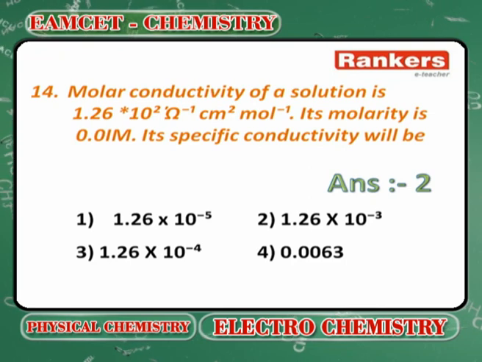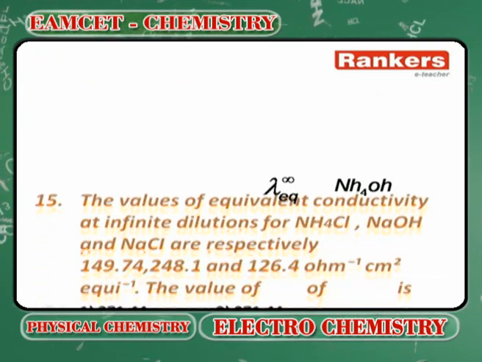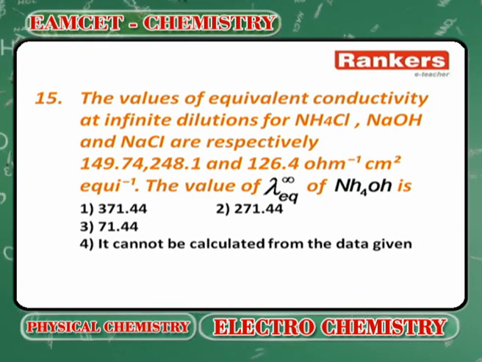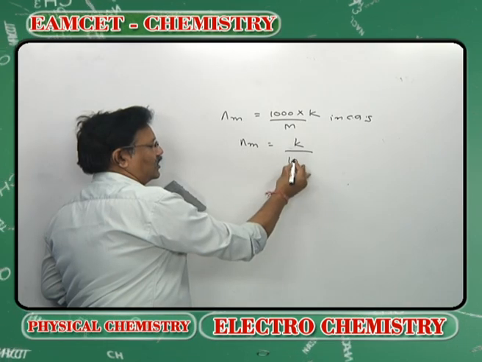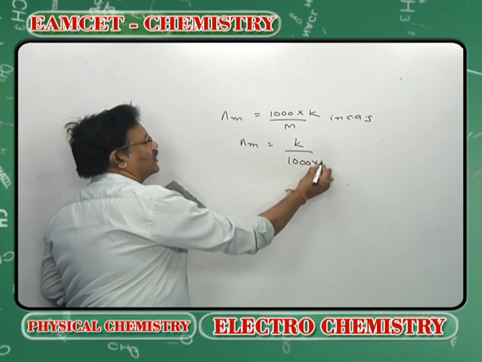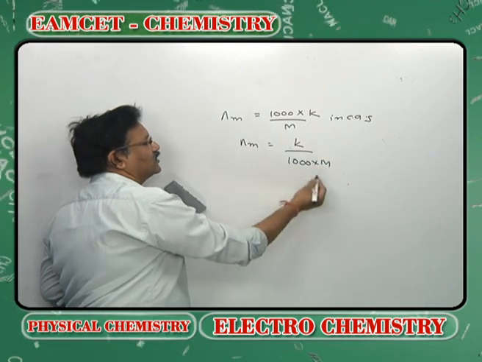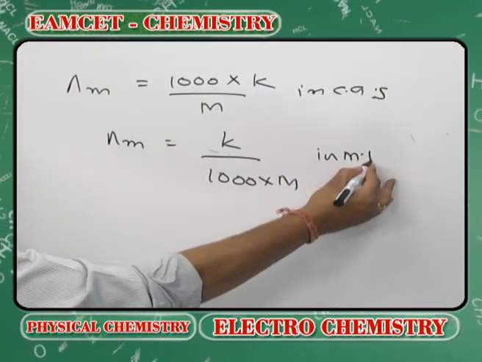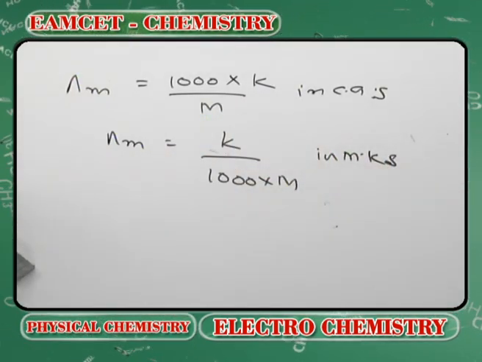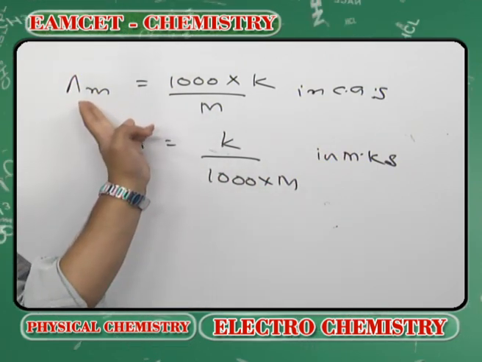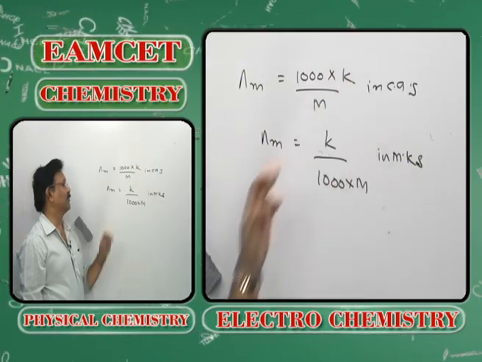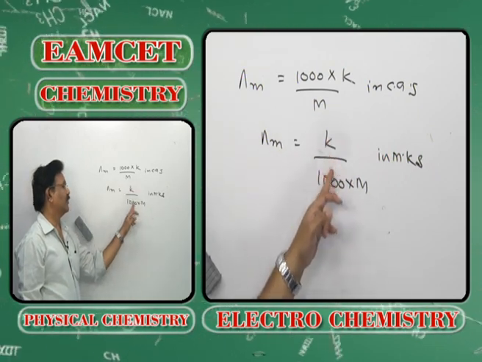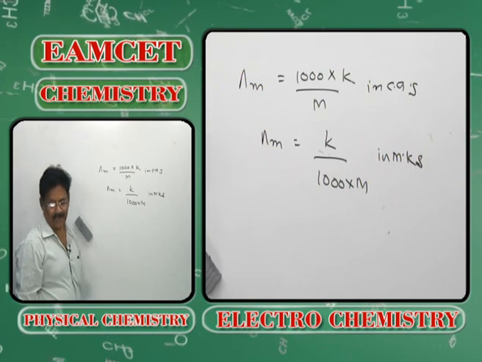Before going to the next question, note the units. In CGS units, molar conductivity will be 1000 into K by M. In the MKS system, molar conductivity will be equal to K by 1000 into M.